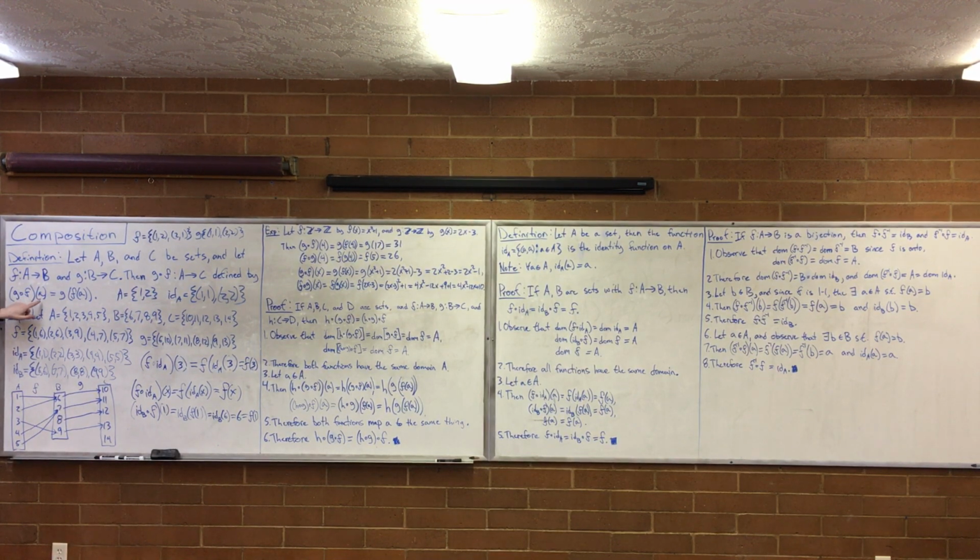G composed with f of A means G of f of A. Does this mean something to you? That means G of f of A. You're plugging f of A into G. Right. So if this makes sense to you, this is just another way of writing that same thing. This is just a more convenient way.